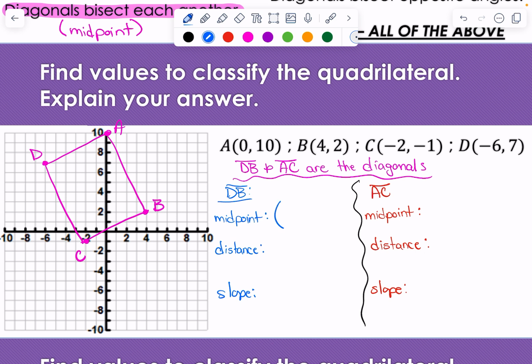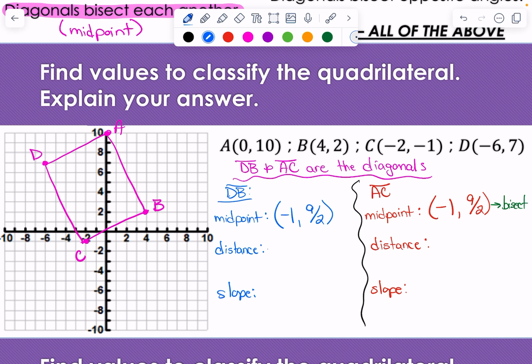Remember the midpoint formula: we add our 2 x's together and divide by 2. So for DB, I've got 4 plus -6 is -2, divided by 2, so that would be at -1. 2 plus 7 is 9, divided by 2 would be 9/2. Okay, if I go over here to AC, 0 plus -2 is -2, divided by 2 is -1. 10 plus a -1 is 9, and 9 divided by 2 is 9/2. So what that tells me right away is that these bisect. Okay? So right away I know that it is a parallelogram.